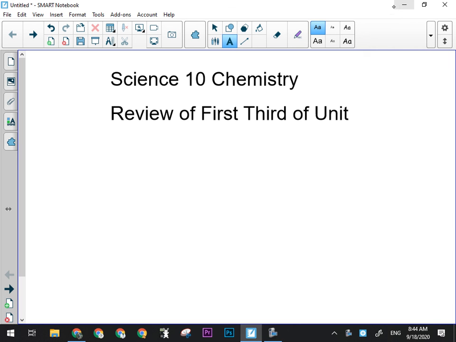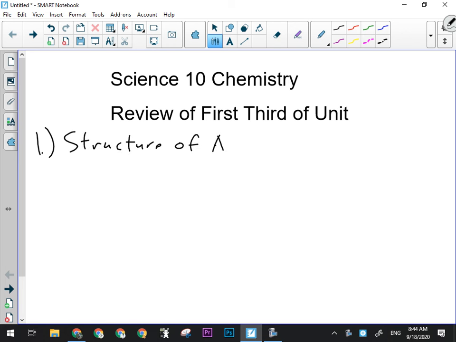So the first thing we talked about in the chemistry unit was day 1, when we went over the structure of the atom and atomic theory. Let's first talk about the structure of the atom. What do I need to know about the structure of the atom?